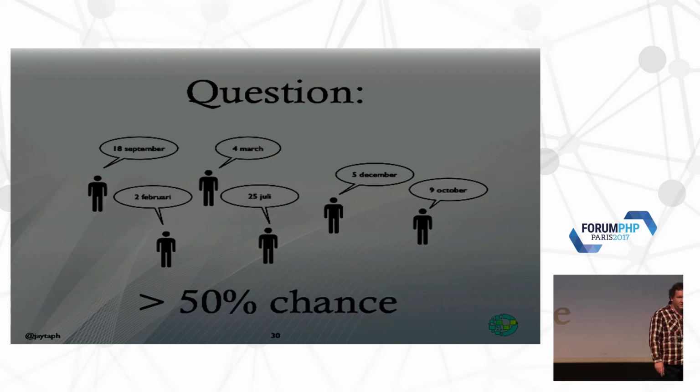How many people does it take inside a room to have an over 50% chance that two people share the same birthday? So you start thinking, okay, let's assume 366 days in a year. We need a 50% chance, so divided by two, about 183 people. Sounds about right. But it isn't.